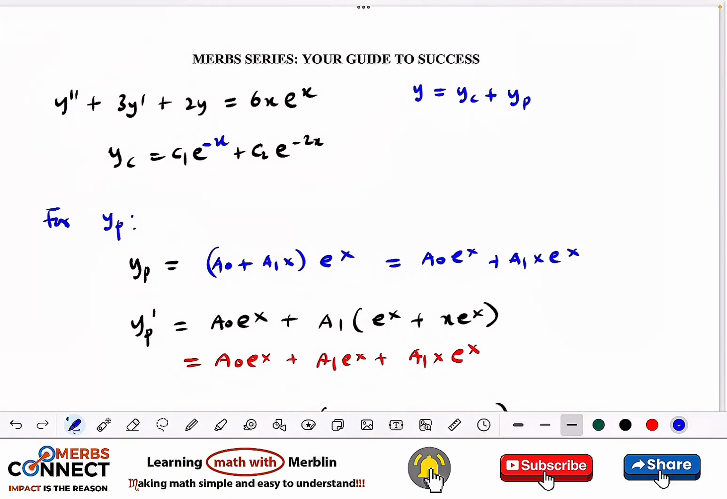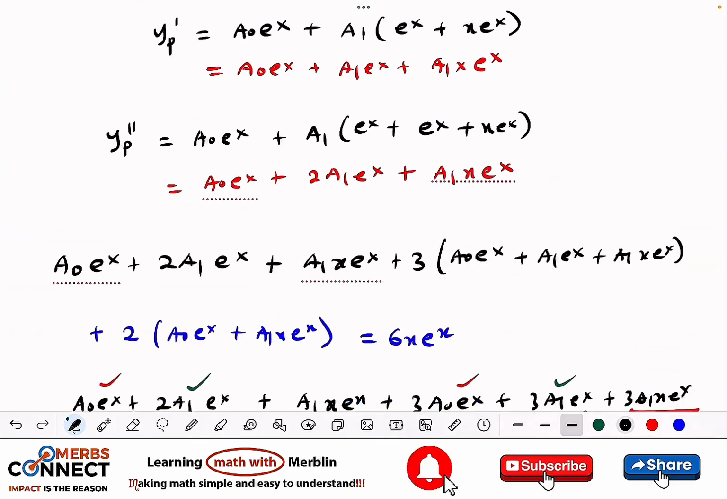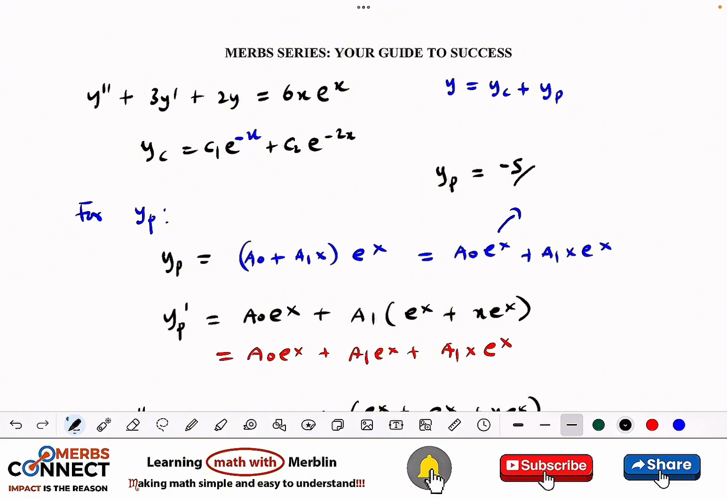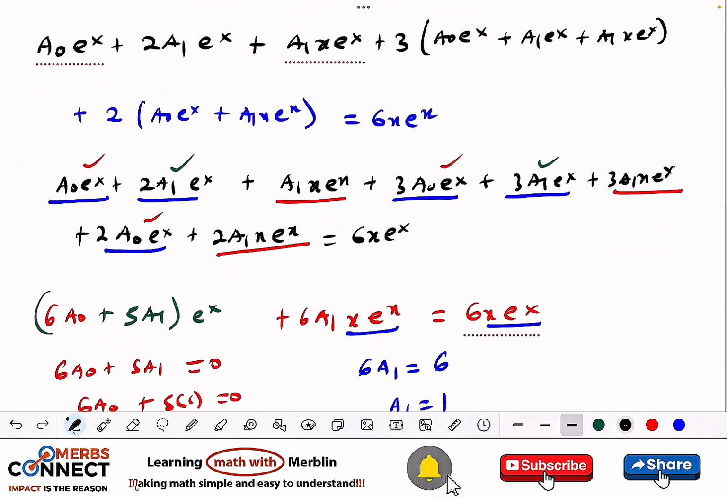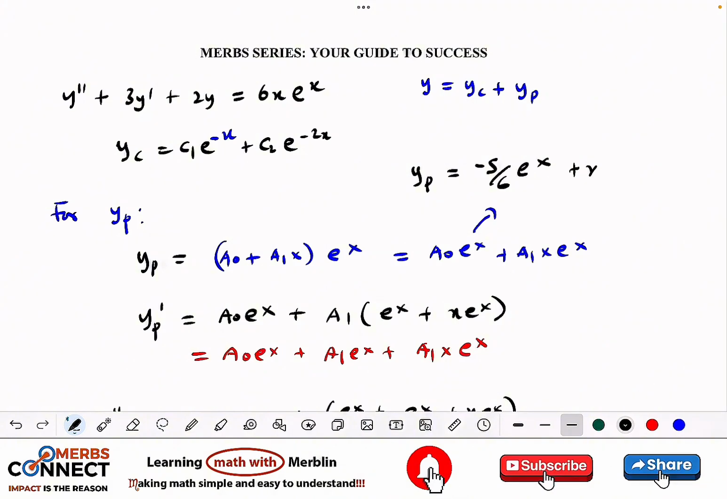So now our particular solution, which is from here, now we can write it as yp equal to a naught, which is minus 5 on 6, e to the power x, and then a1 is 1. So we are going to have plus x e to the power x. Now we add these two together and we get the general solution.